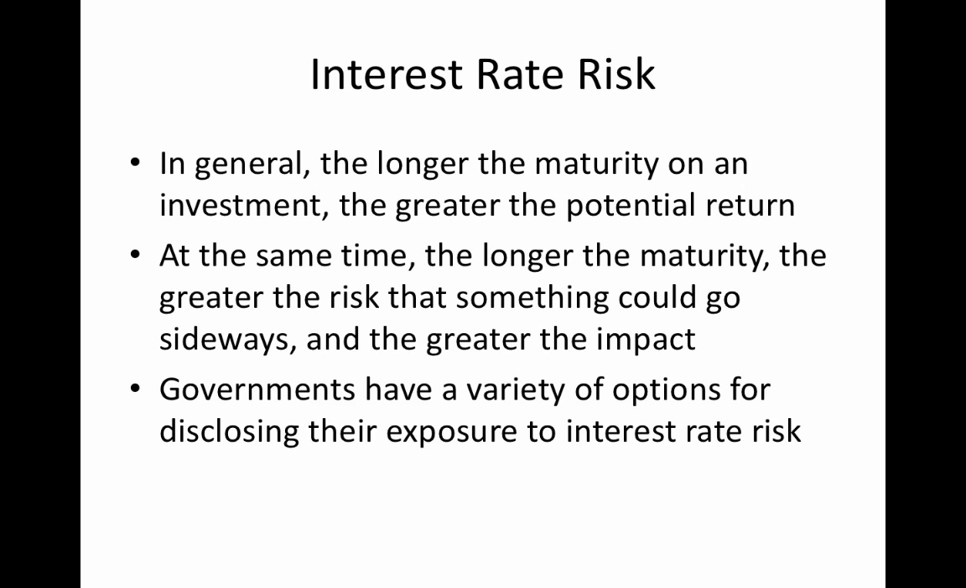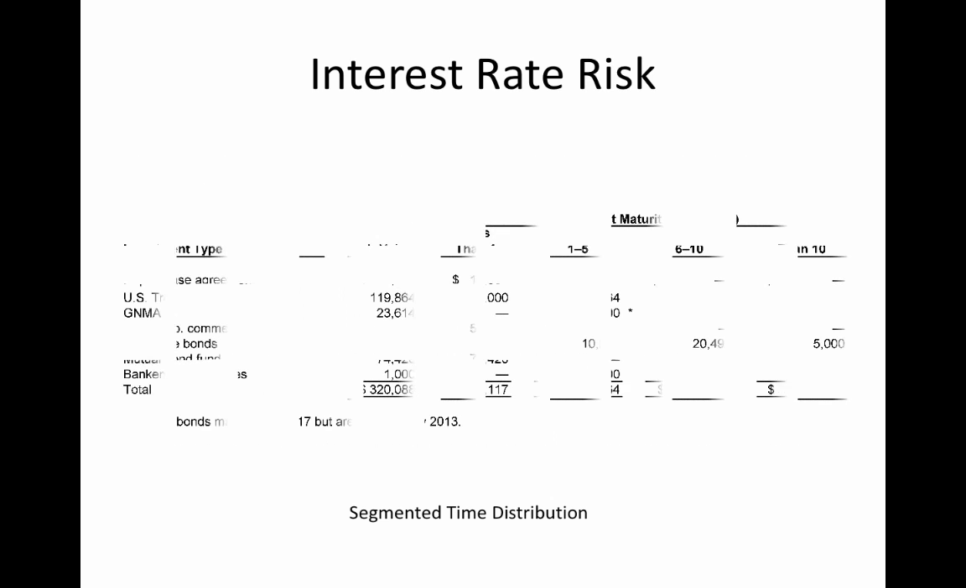There are several different ways that a government can disclose its exposure to interest rate risk, and the standards, which in this case is GASB Statement 40, encourages governments to use a disclosure format that is associated with the way that they try to manage interest rate risk, to track it and to limit it.